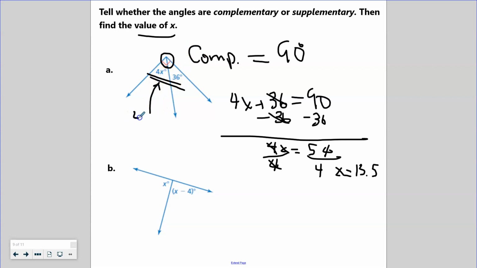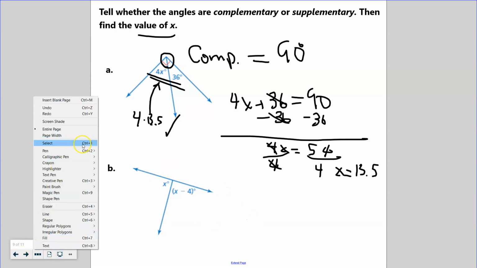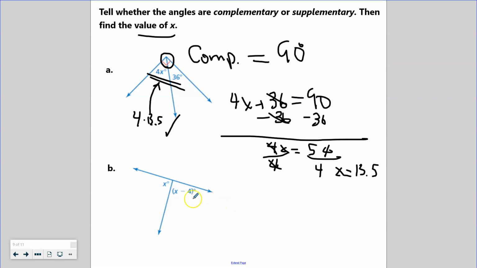Now, if I wanted to figure out what this angle was right here, when a letter's up against a number, all I say is 4 times 13.5, and I can check my work right here. So 4 times 13.5 is 54. 54 plus 36 is 90. I know I did it right. All right, so I'm going to change colors of pen just so I can kind of separate these two.